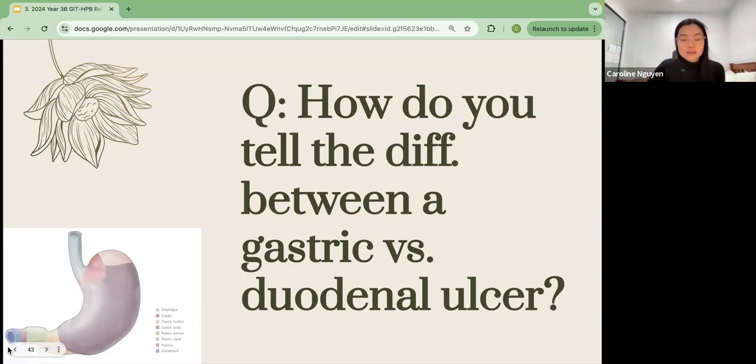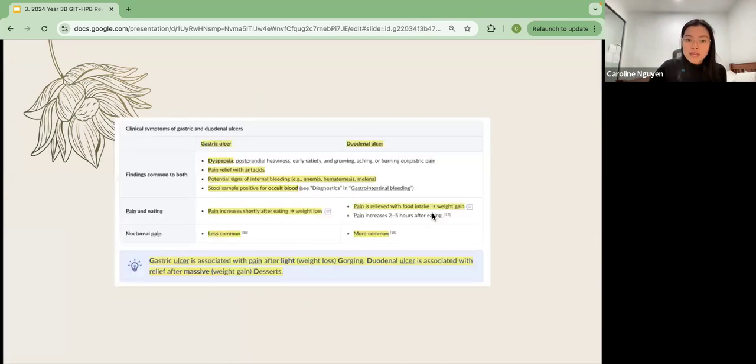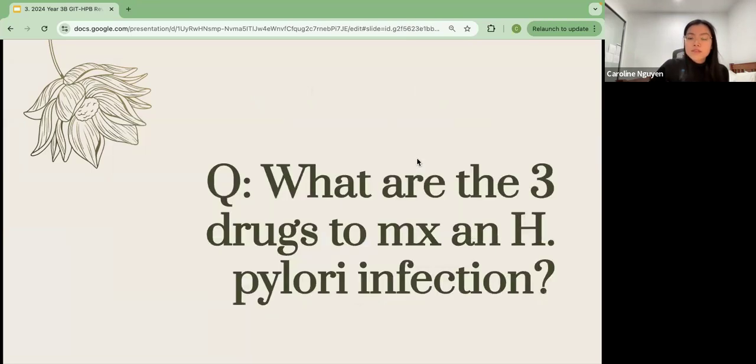So as you can anticipate, people who have a duodenal ulcer might be predisposed to gaining weight, because eating makes them feel really good and takes away the pain. So weight loss versus weight gain is something to tell the difference. Otherwise, the symptoms here are really similar. They'll have a positive blood sample in their stools. It'll feel better with antacids. They'll have dyspepsia.